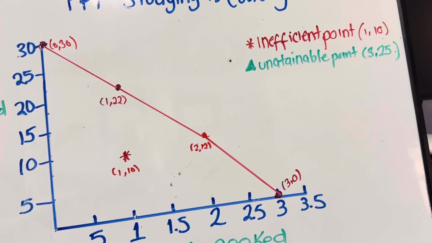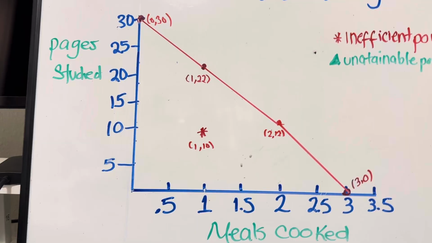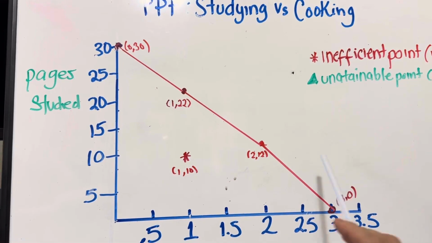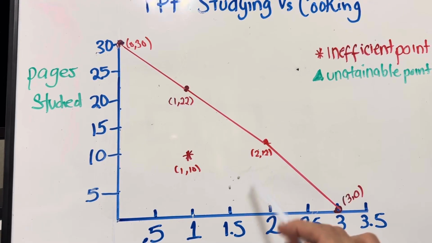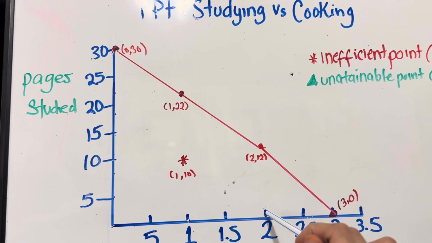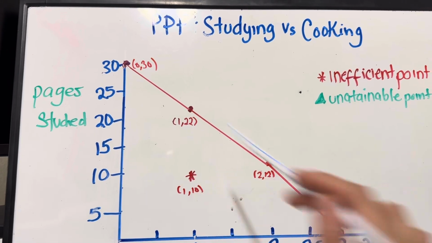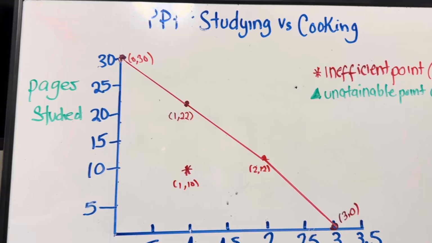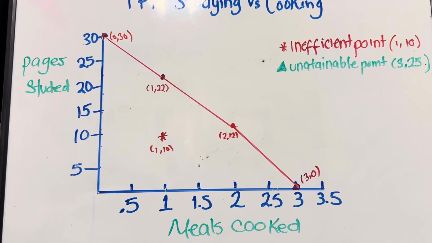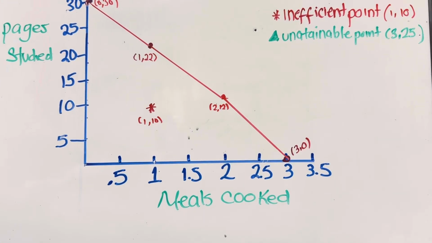And okay, 2 efficient points. Efficient points are the points that are on the line, on the curve. In this case, I choose study 12 pages and prepare 2 meals, and read 22 pages and prepare 1 meal. And what is the difference when I pick to study the 22 pages and prepare just 1 meal?